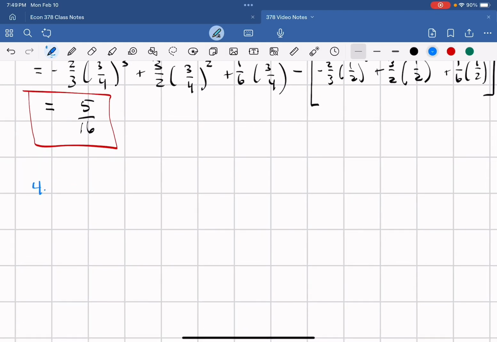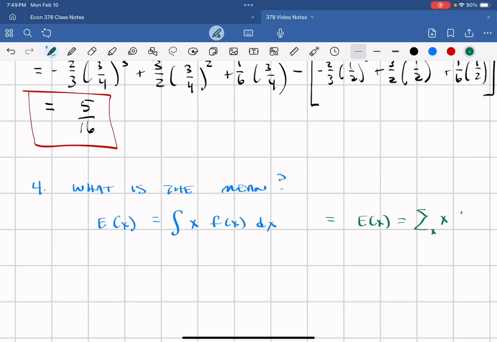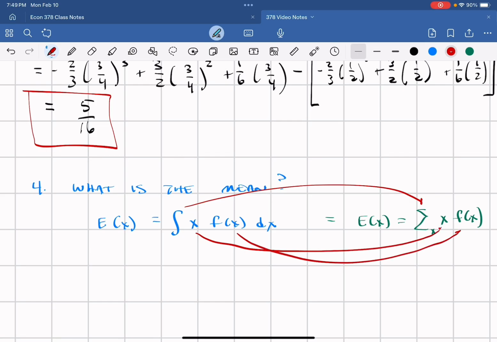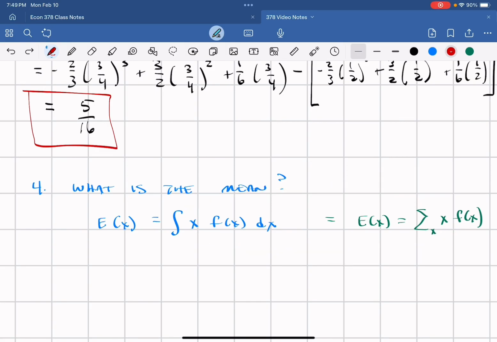The fourth question asks, what is the mean? Well, remember the mean, the expected value of x is equal to the integral of x, f of x, dx. And that is analogous to what we had for the discrete case, where the expected value of x is equal to the summation of x times f of x. So in this case, the way it relates is that integral is a summation, our x is there, and our f of x is there. So it should be fairly similar to what we did with the discrete case, but this is the continuous case.